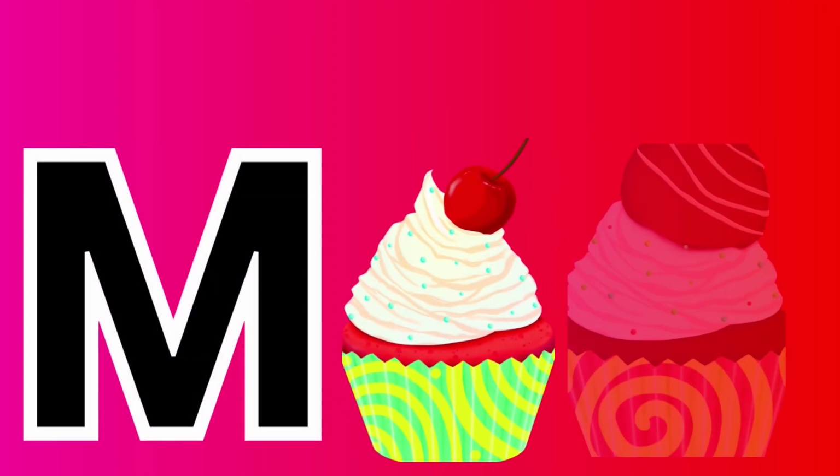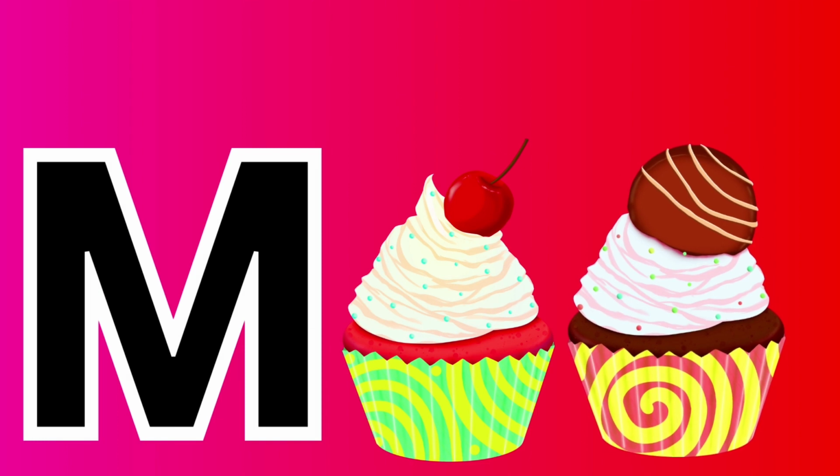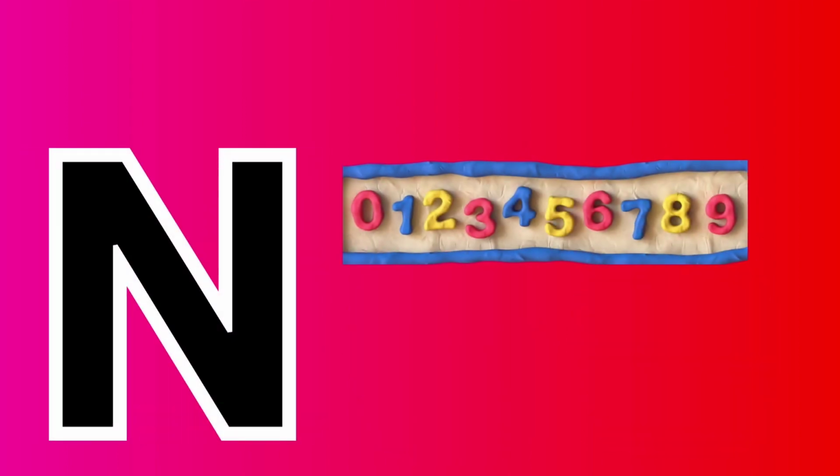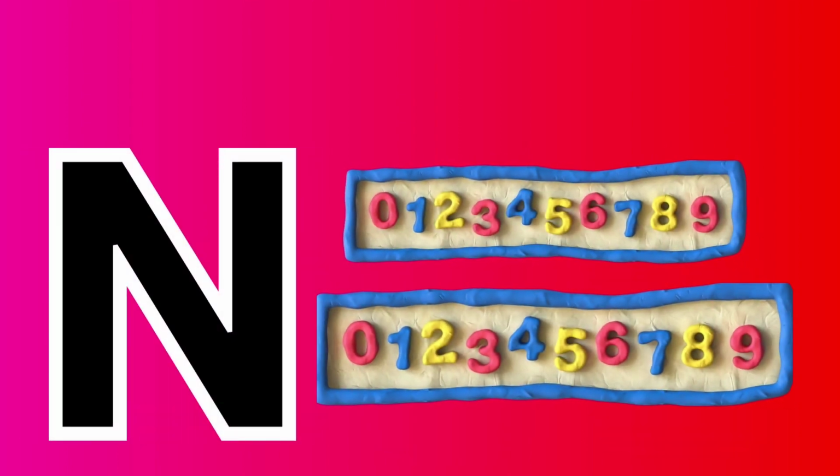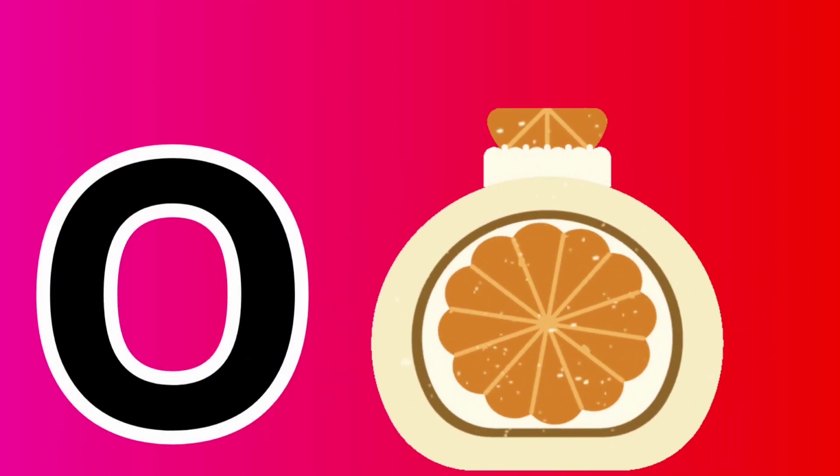M is for muffins, m, m, muffins. N is for numbers, n, n, numbers. O is for orange cake, a, a, orange cake. P is for parrot, p, p, parrot.